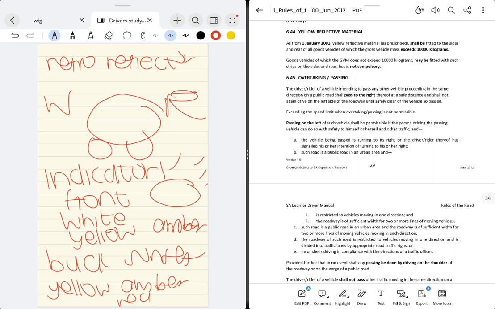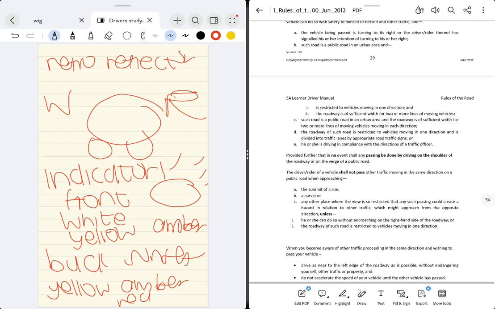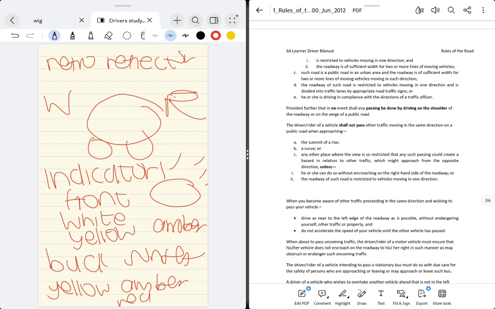Passing on the left of such a vehicle shall be permissible if the person driving the vehicle can do so with safety to him or herself and other traffic, and the vehicle being passed is turning to the right, or the driver thereof has signaled his or her intention to turn to his or her right. Such road is a public road in an urban area and is restricted to vehicles moving in one direction, and the roadway is of sufficient width for two or more lines of moving vehicles.